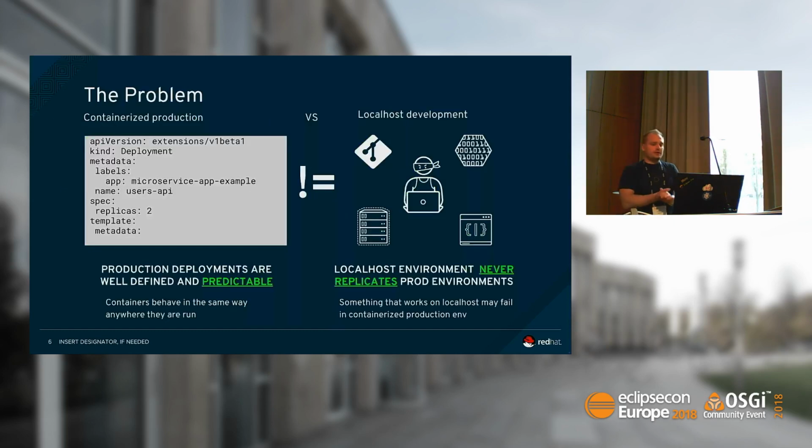So the problem is, what do we love containers for? Once you define a deployment and the image or the images in there, you're pretty sure that it runs the same way on any cluster. As long as you have a healthy Kubernetes cluster, things should be okay. So these deployments are well defined and they are predictable.